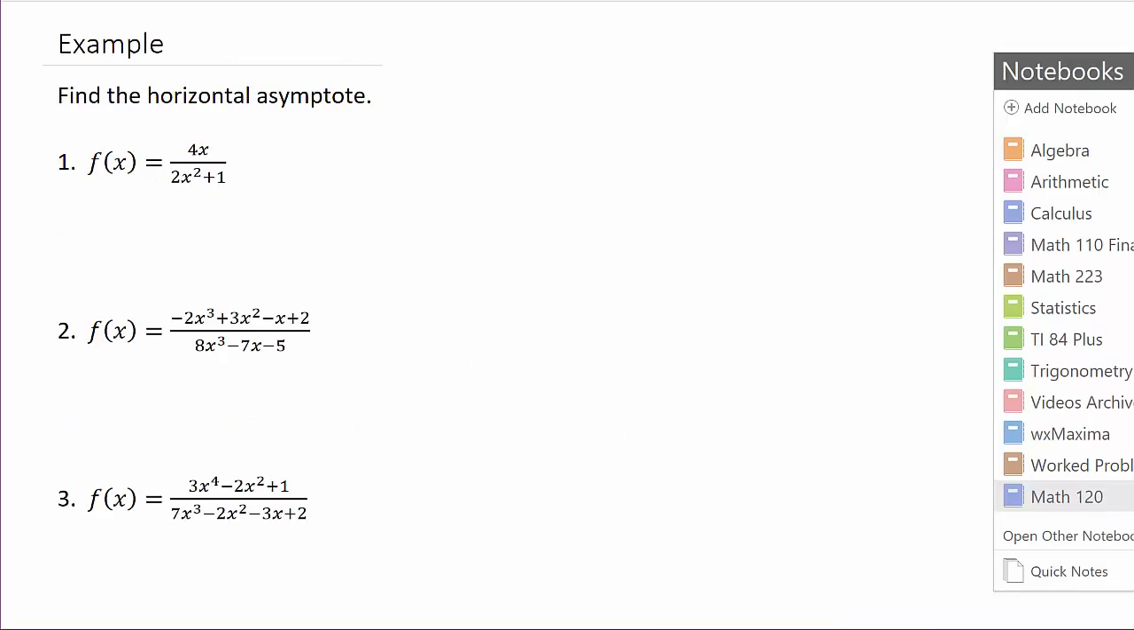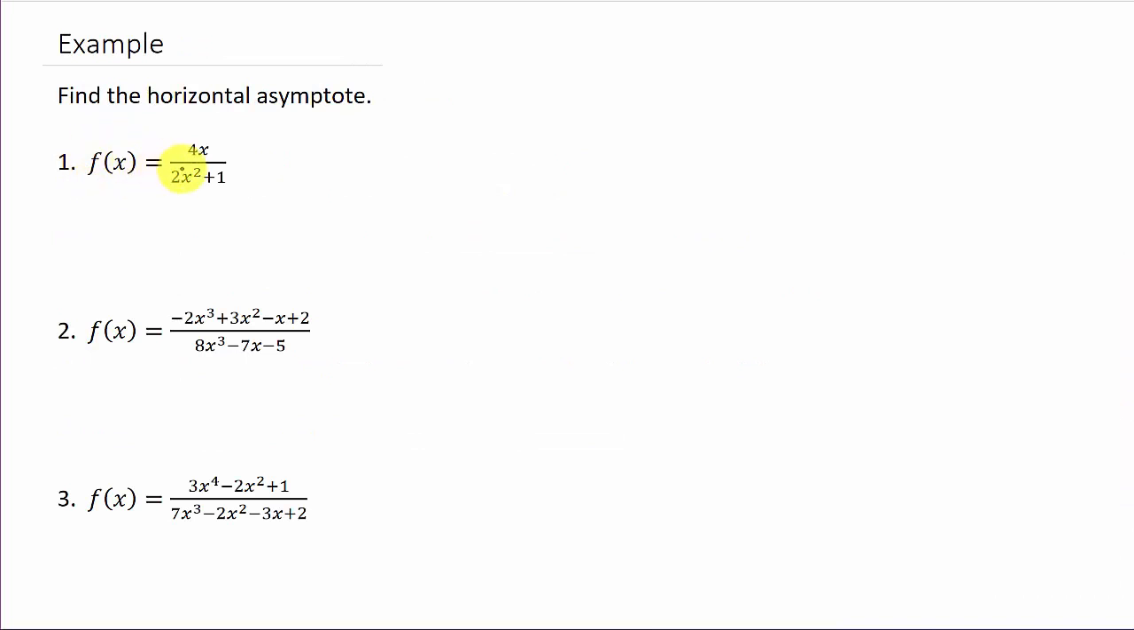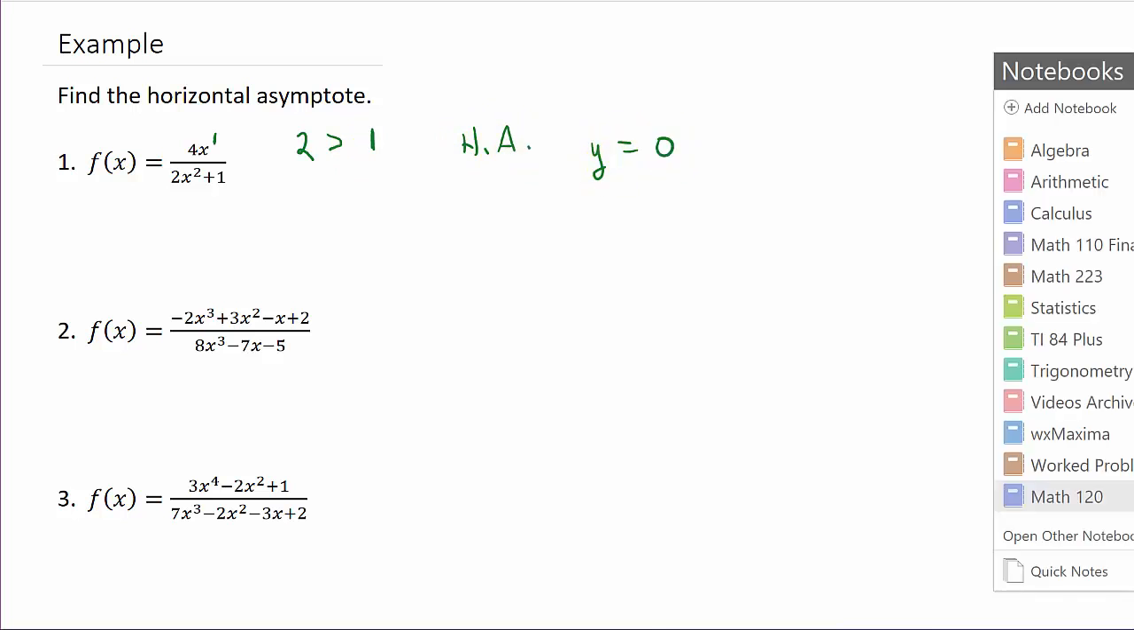Alright, so let's look at an example here. We have f of x is equal to 4x over 2x squared plus 1. We can see that the largest exponent in the denominator is 2, and the largest exponent in the numerator is 1. So the exponent of the denominator is larger than the exponent of the numerator, which means our horizontal asymptote is y equals 0. Remember that over here?